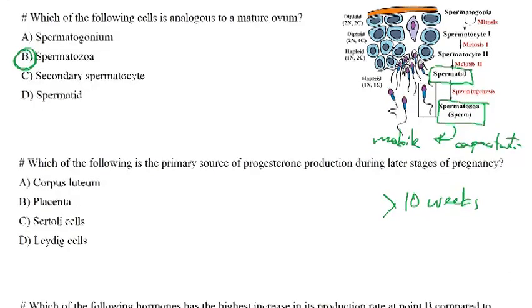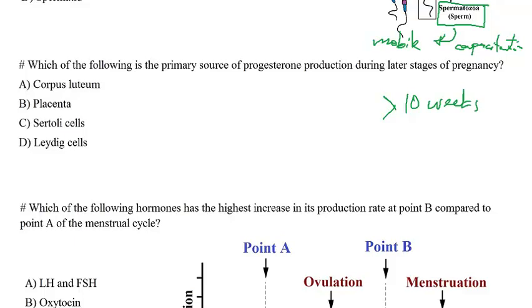The next question is, which of the following is the primary source of progesterone production? We know up to 10 weeks of gestation, it's the job of the corpus luteum, but following that, it's the placenta that is producing the progesterone.